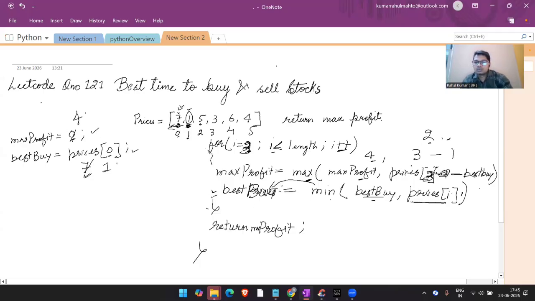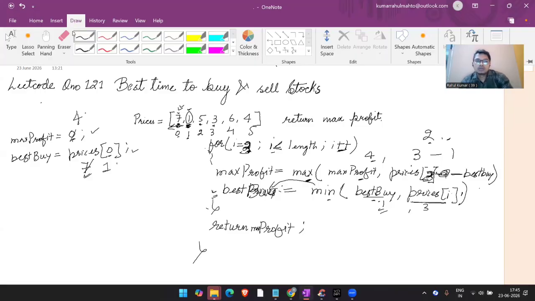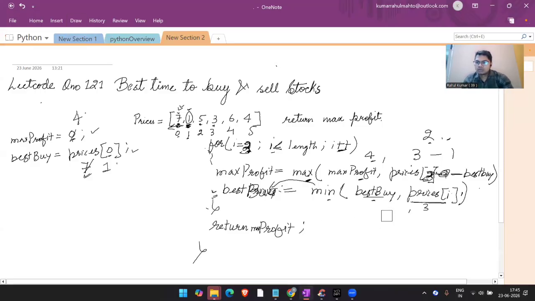Again, I will come to this particular line. So minimum of best buy, what is best buy? 1. And at which position I am standing? This position. Obviously, this is the minimum. So no need to update here. Again, I will come to the for loop. It will increment 1. So it will become 4 at this time.